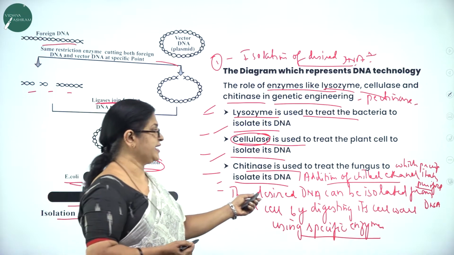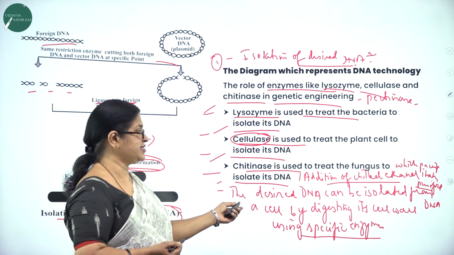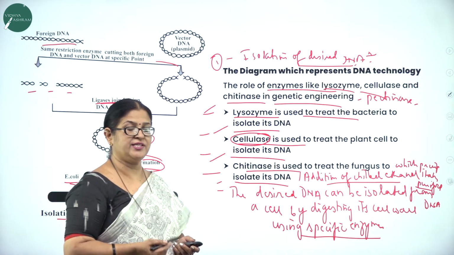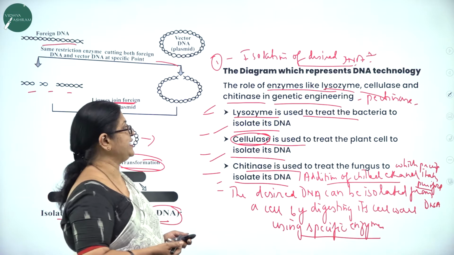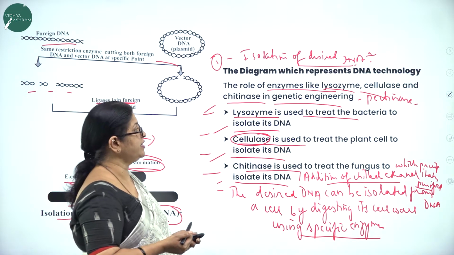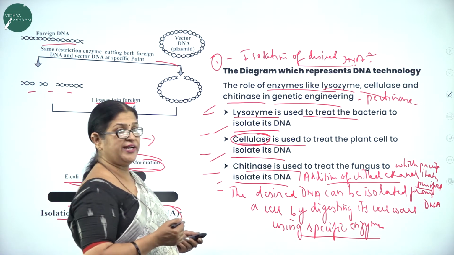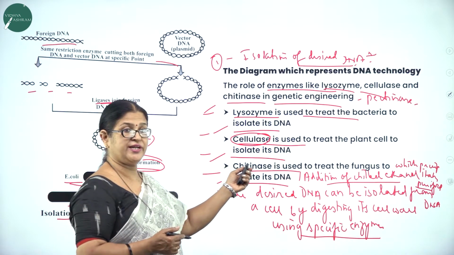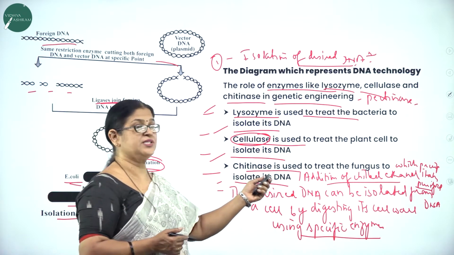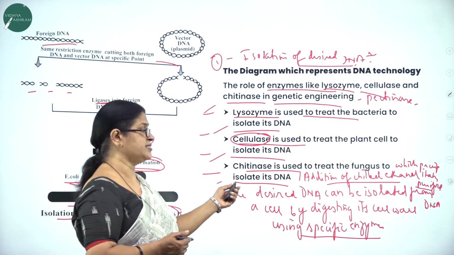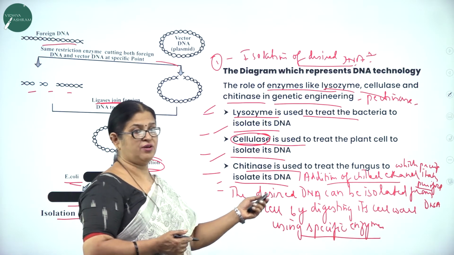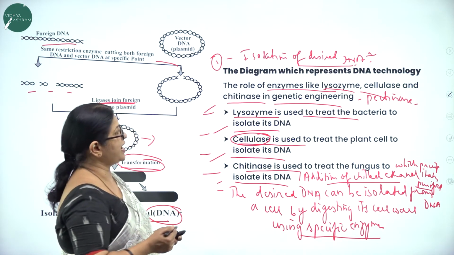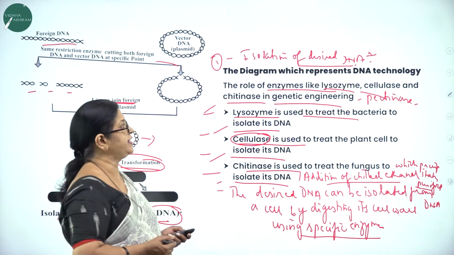The desired DNA can be isolated from a cell by digesting its cell wall using specific enzymes like lysozyme, chitinase, cellulase, even pectinase. Lysozyme is used to treat the bacteria to isolate its DNA. Cellulase is used to treat the plant cell to isolate its DNA. Chitinase is used to treat the fungus to isolate its DNA. In addition, chilled ethanol also is used. So this is the first very important step in isolation of desired DNA.